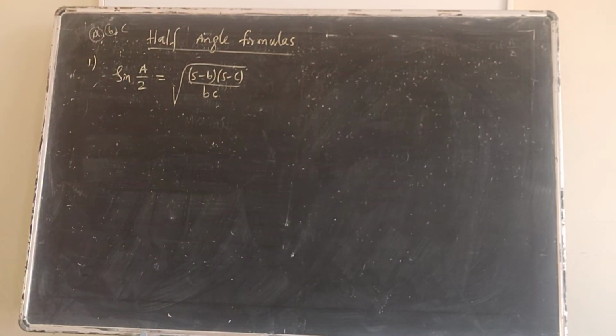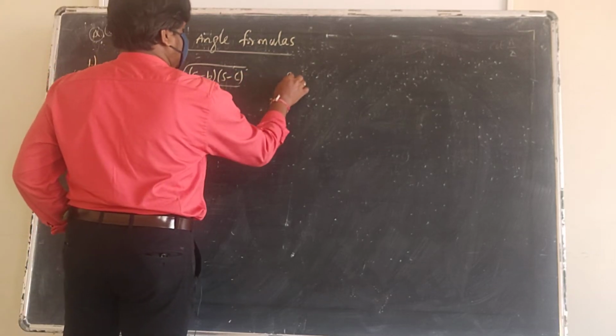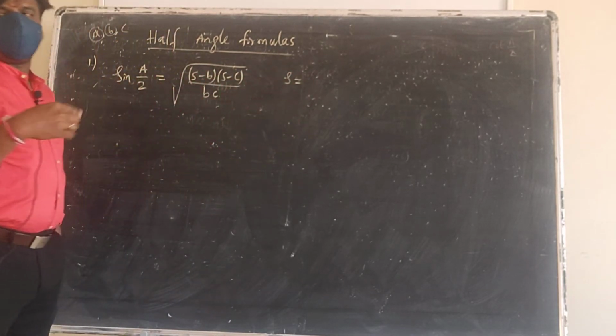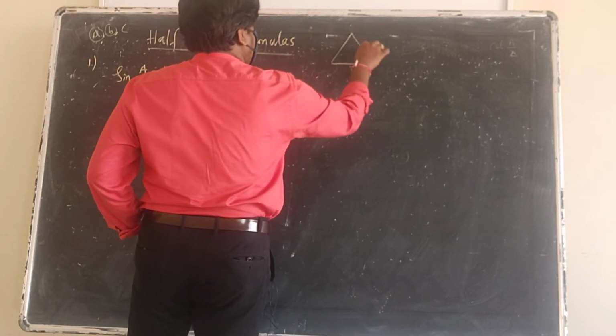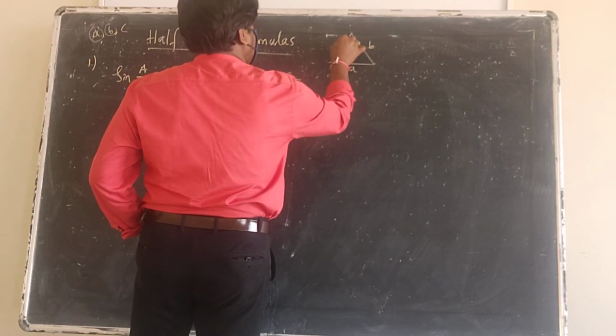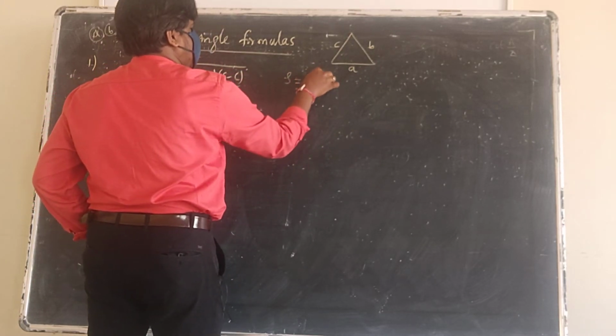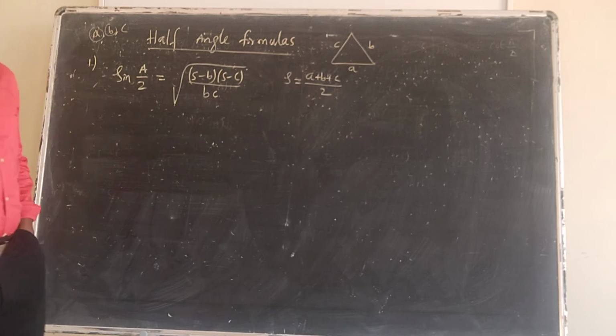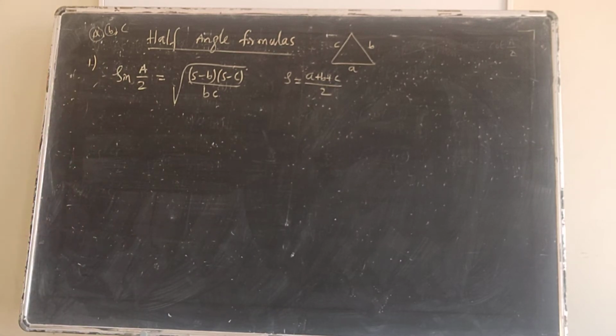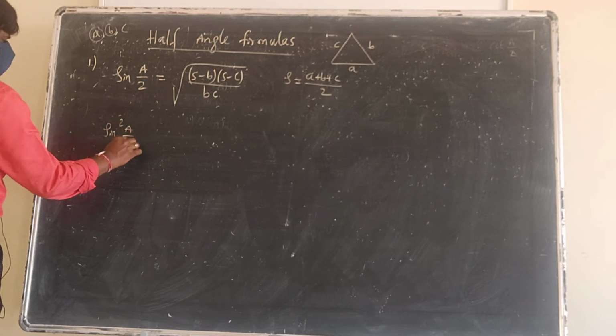Now I am going to explain the proof, how you got it. You know here S is nothing but the semi-perimeter of the triangle. You have a triangle here, A, B, C. S is nothing but A plus B plus C divided by 2. So remember that. Now, the sine square A by 2 formula is what?